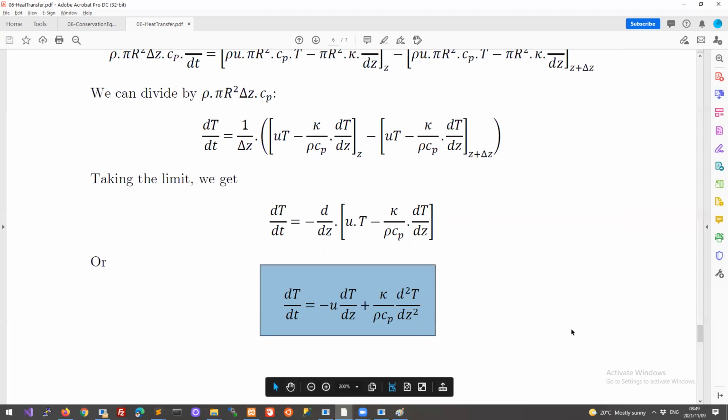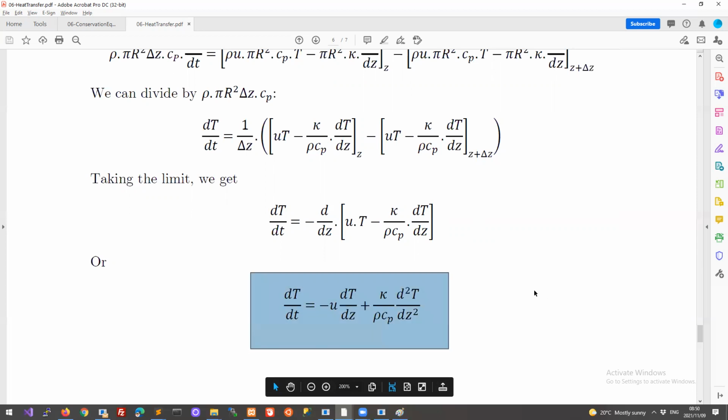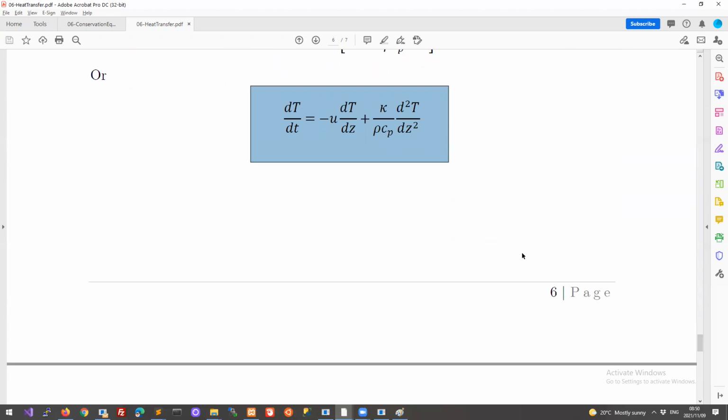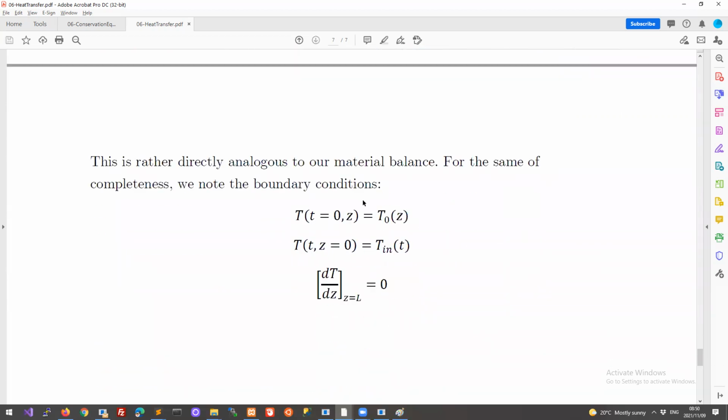And if you compare that with the material balance, you can see the exact same terms as we had before. We had u dc/dz last time, and we had diffusivity D d2c/dz squared. So it's directly analogous to what we did last time, and that's why we could claim that we already had the energy balance. So this whole lecture is just on how we expand in terms of the same type of balance we've seen before.